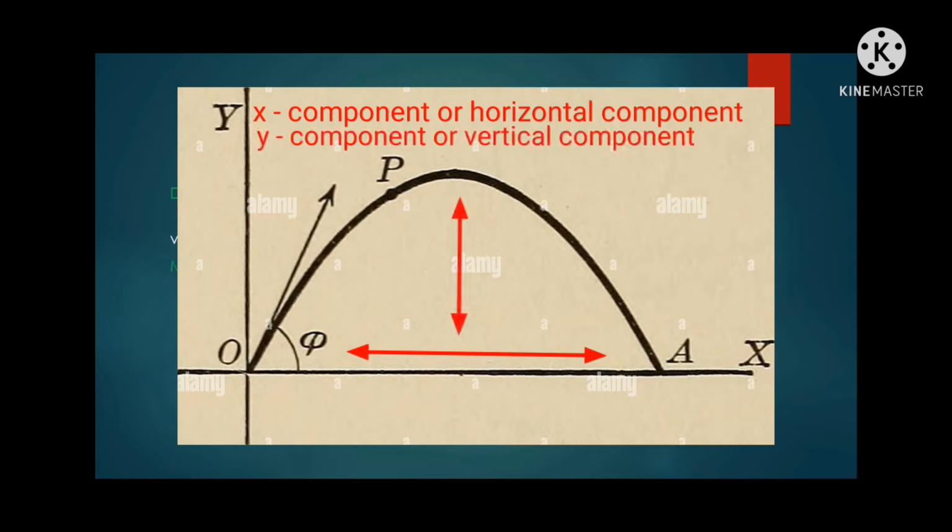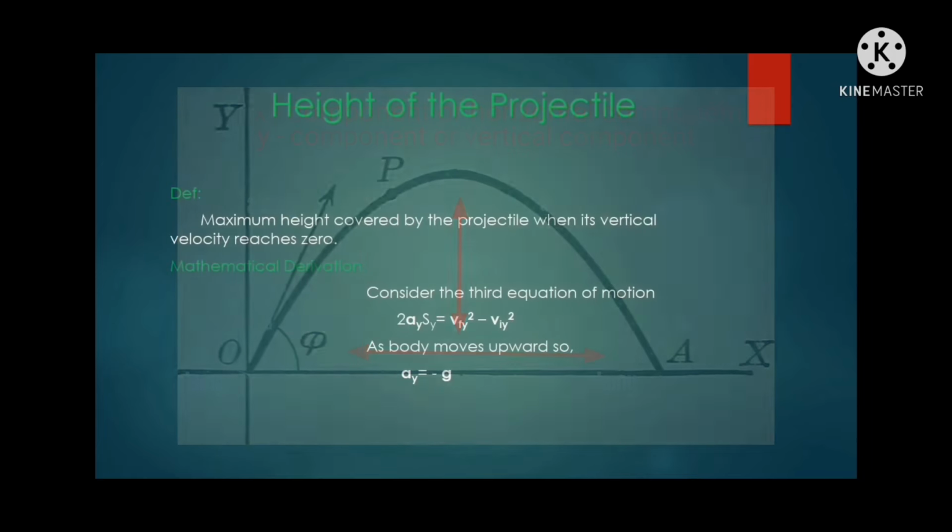And if we talk about the height, then height is the vertical distance of an object from the ground. For example, at this point, this is the height of the projectile, and at this point, this is the height of the projectile.